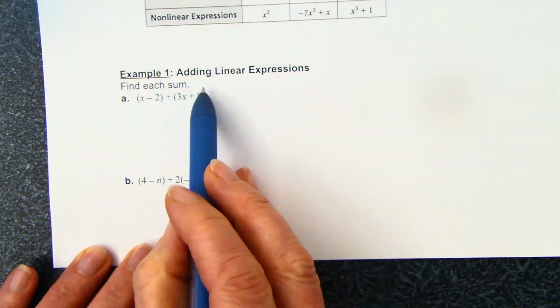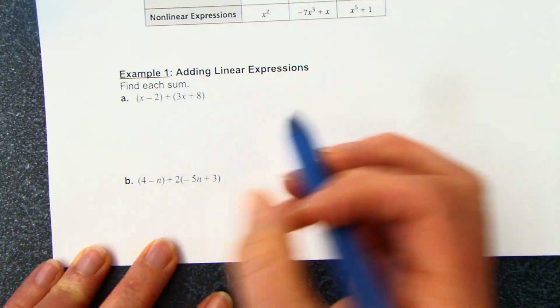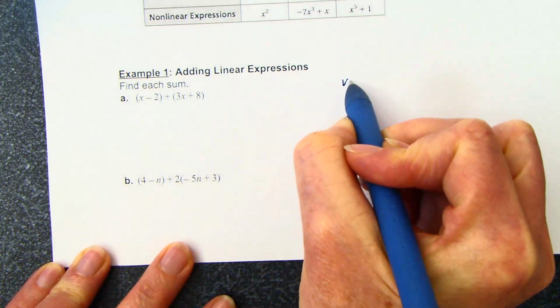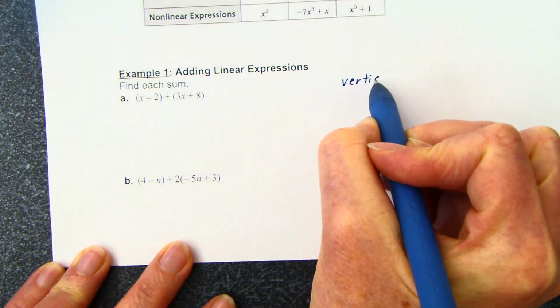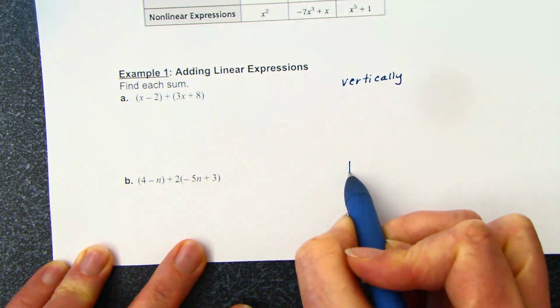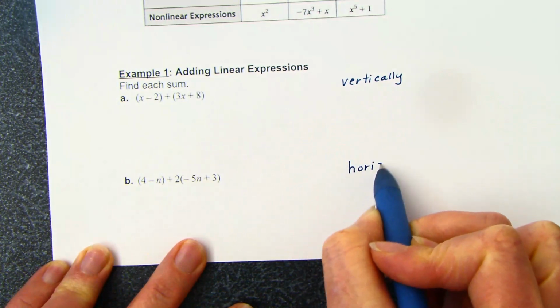So when you add, you can do them two ways. We'll do an example for each way. Sometimes you can line them up vertically, and sometimes you line them up horizontally.